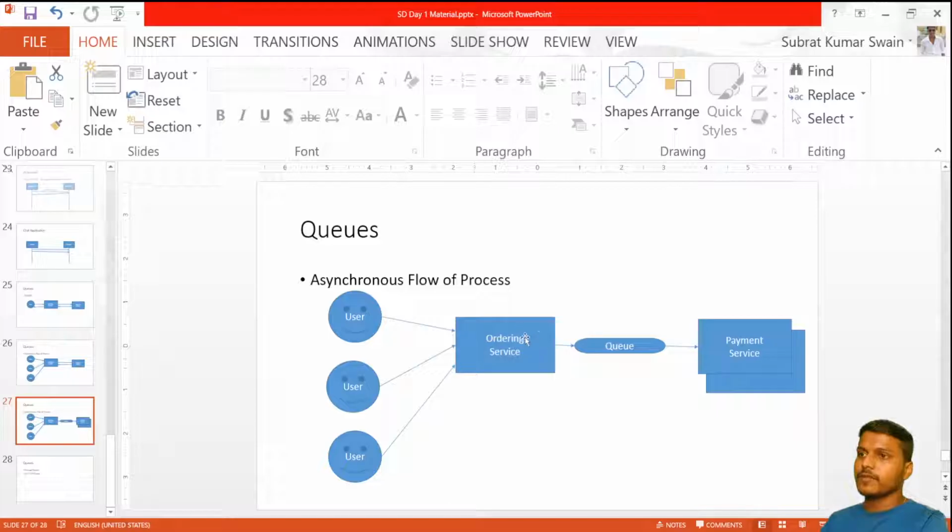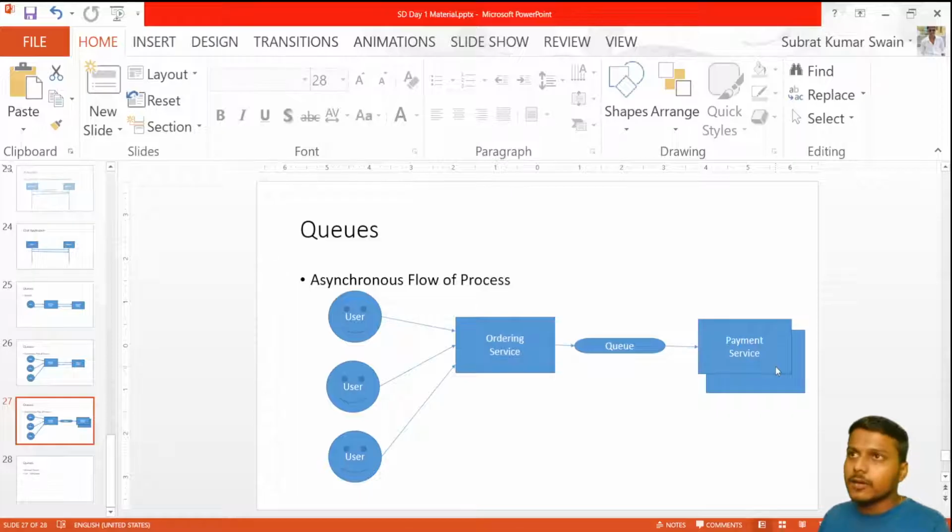In this case, the ordering service is the producer and the payment service is the consumer for this queue. The payment service is the consumer because it consumes data from the queue, and the ordering service is the producer because it produces data or requests to the queue, and then the queue gives the request to the payment service. So there will always be a consumer and producer.